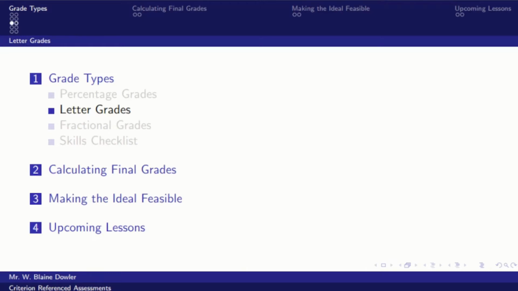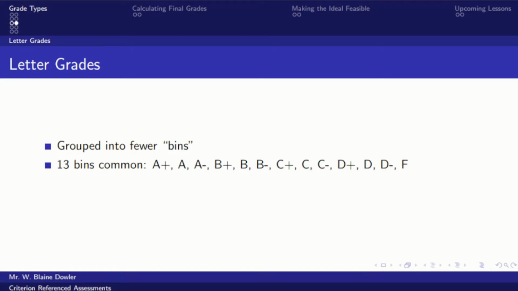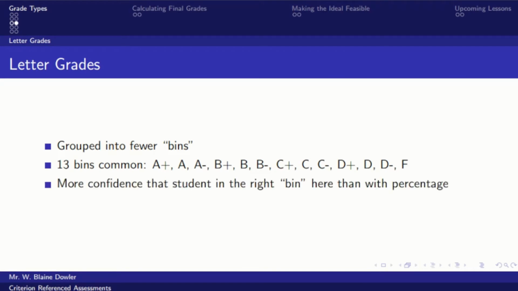We can compare these with letter grades. These are in fewer bins, so instead of having 100 categories, or more to the point 101 because percentage grades allow 0, you will have 13 bins, and that is a much smaller set. So they're typically A+, A minus, B+, B, B minus, and so forth. That means you are much more confident that the student is in the right bin here than with a percentage. So if you're not sure if they've got a 62 or a 63 statistically, but you know that on your scale, 62 and 63 are both C minus, well then you're confident that they've got a C minus.